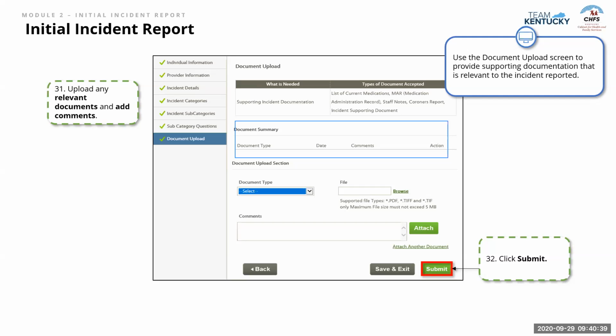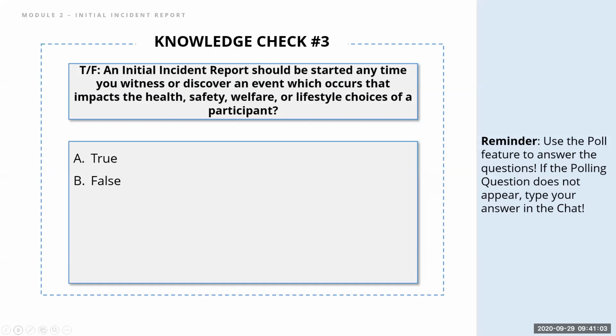If you want to attach another document or multiple documents, you can come down here and click attach another document, and you would just repeat that previous process. Once all of your supporting documentation is uploaded, you could either click save and exit, or you would click submit, and that would allow you to submit this initial incident report. All right, so that brings us to the end of our initial incident report section. We'll go ahead and move to our next slide.